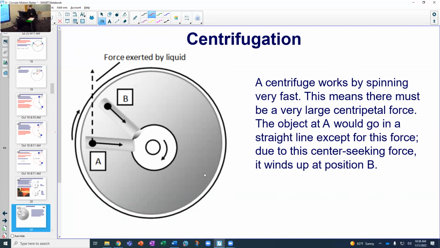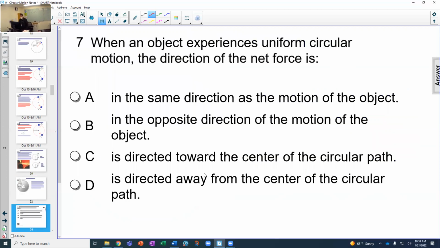All right. Any questions about the lesson today? About the falsehood of centrifugal force? About centripetal force? All right, so let's wrap it up with a few questions here.